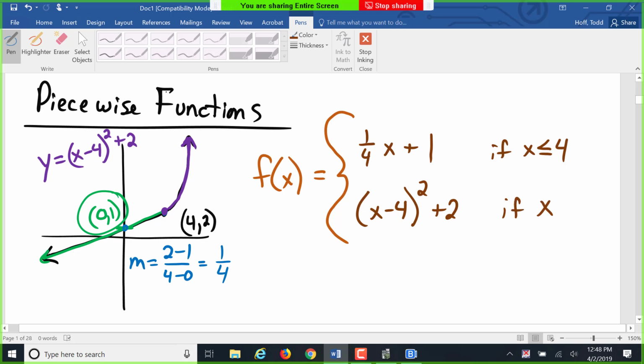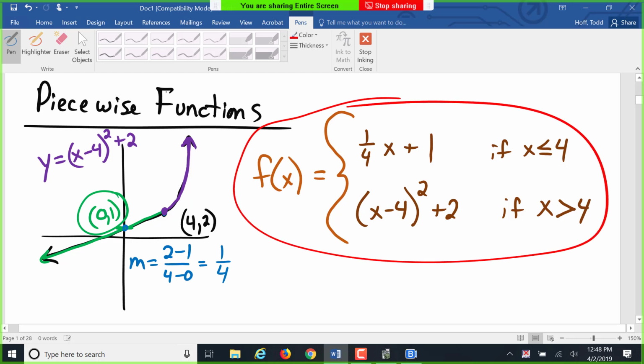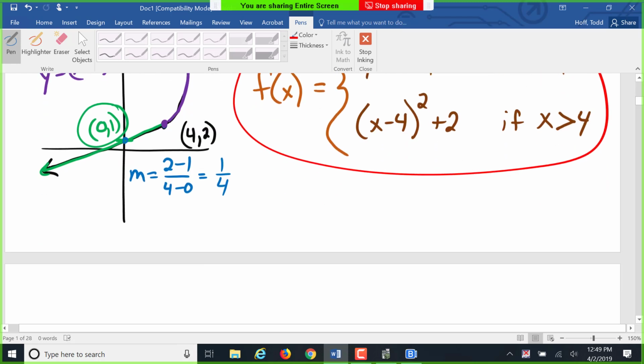if x is, I cannot say greater than or equal to 4 because equal to is already included up here. This has to be strictly greater than 4. I can't define the value of the function twice at x equals 4. I can only define it once. Even though the value would be the same no matter which definition I used, I can only define it once. So this is the definition of that piecewise function as an equation.